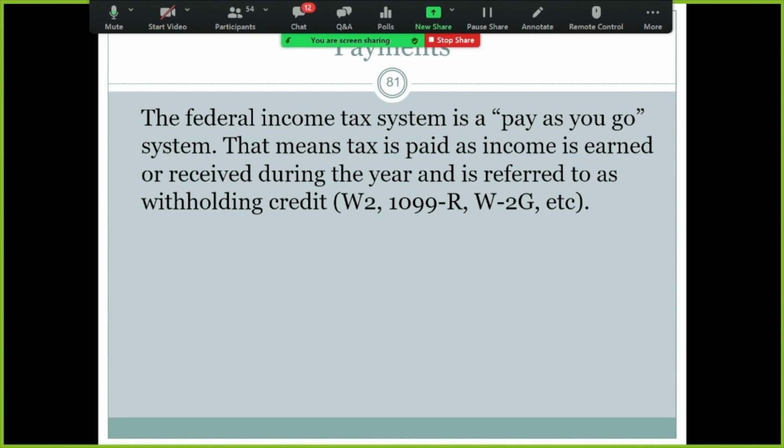So our federal income tax system is designed as a pay-as-you-go system. So this means that taxes are paid as income is earned or received during the year, and this is referred to as withholding credit. So for employees or people that are receiving retirement, or depending on the amount of gambling winnings that an individual has made, there will be federal tax withholdings.